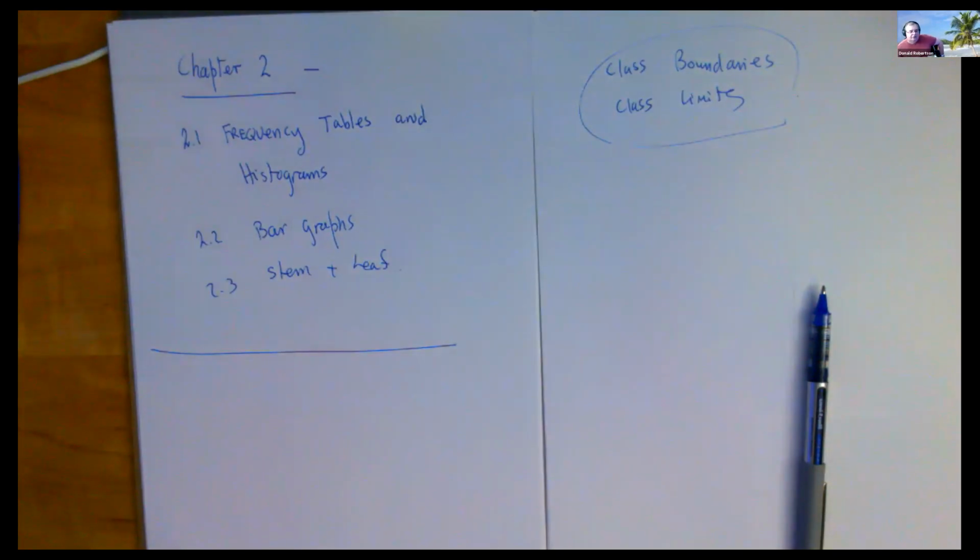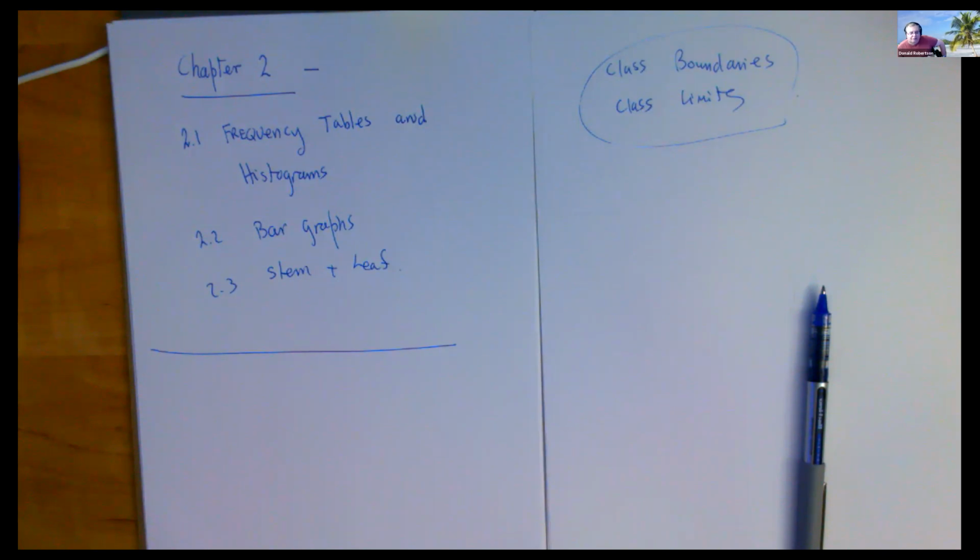And chapter 2 consists of frequency tables and histograms. And the textbook makes a real meal of this. They make it a lot harder than it really is. So if you're reading the textbook, you probably will be more confused than helped. So it might be a good idea just to follow what I do and you'll be fine.